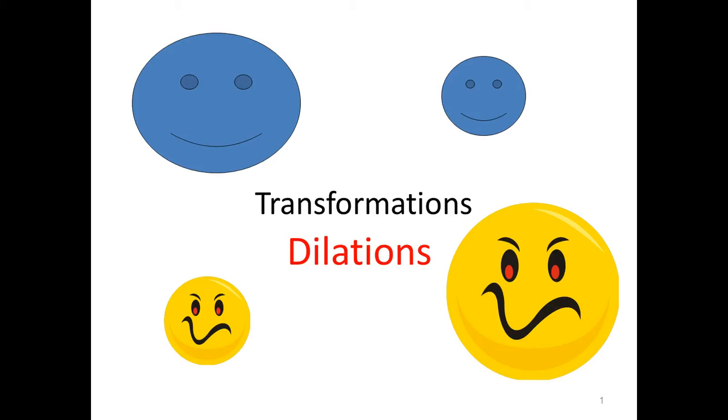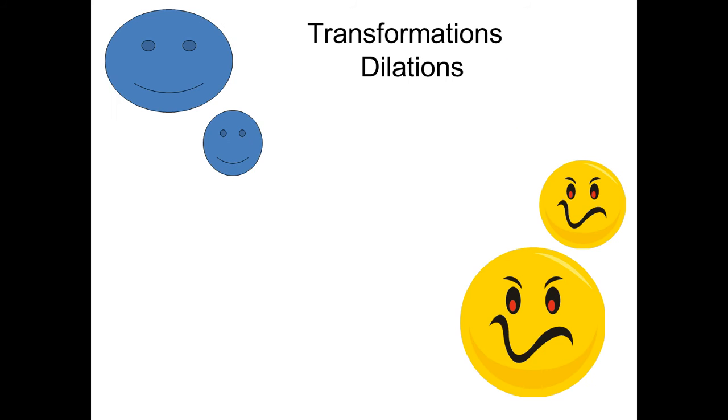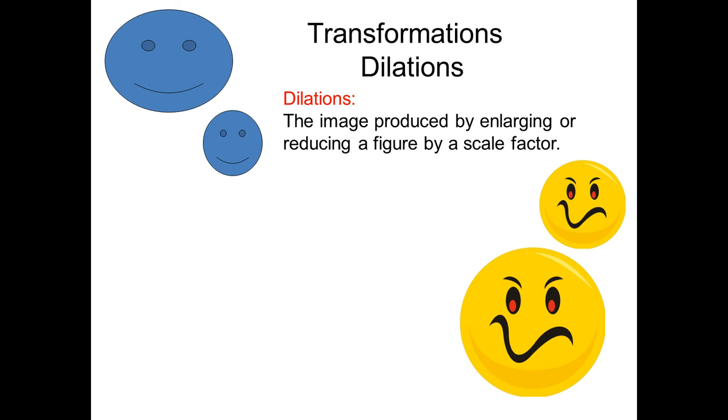Okay, today we're going to be talking about the transformation dilations. Dilation is where we're going to reduce or enlarge a figure by a determined amount. A dilation is the image produced by enlarging or reducing a figure by a scale factor. So it's the scale factor that's going to determine how large or how small your figure is going to get.